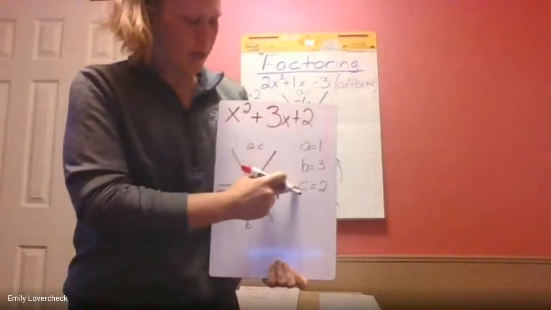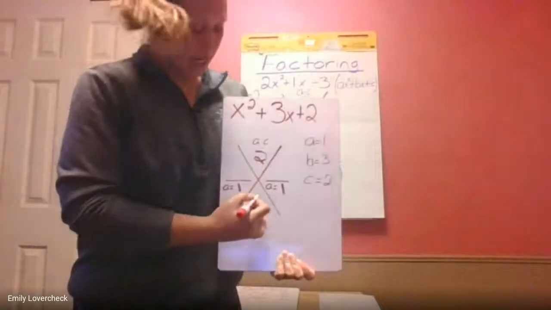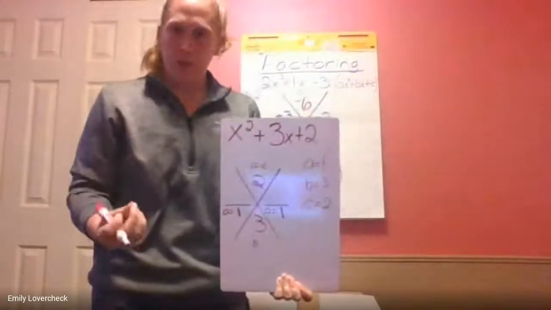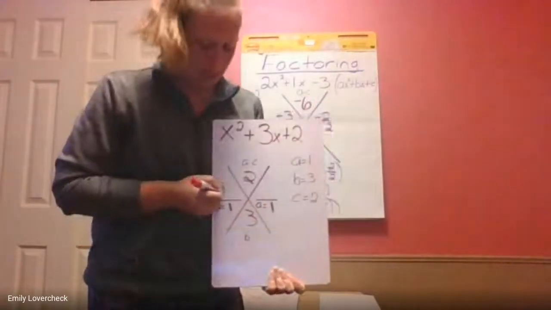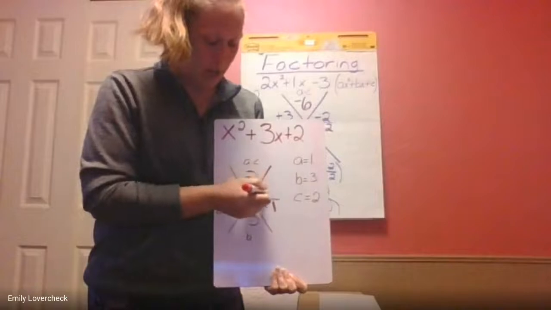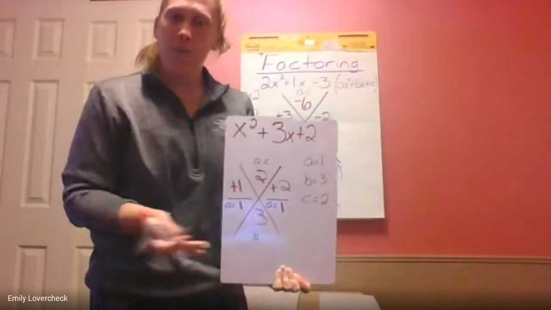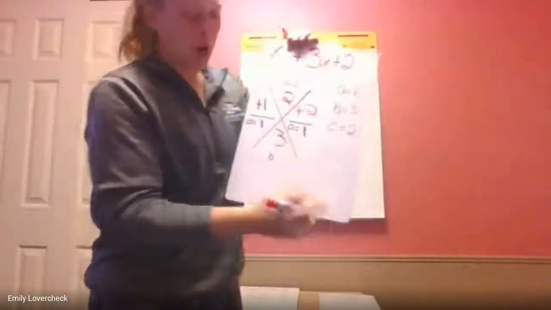A times C, so 2 times 1 is 2, and then B is 3. So I think to myself, what numbers multiply to give me 2, but combine to give me 3? Well, that's going to be a +1 and a +2. So a +1 and a +2.